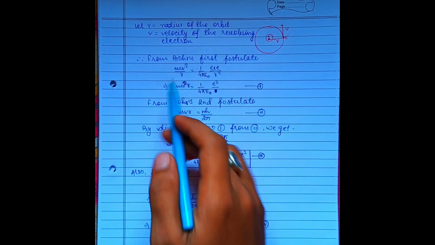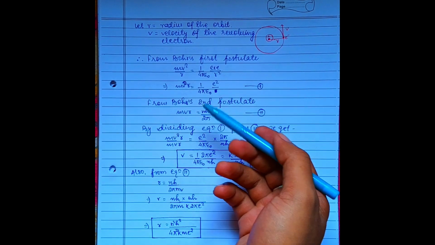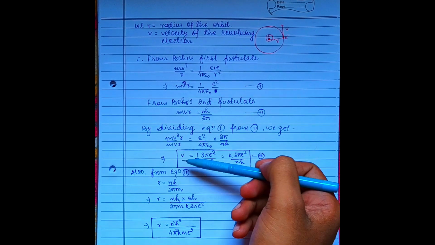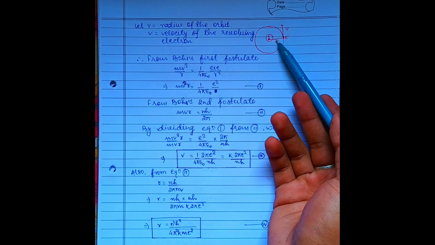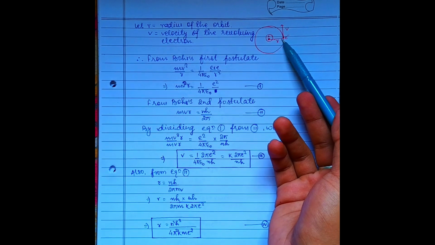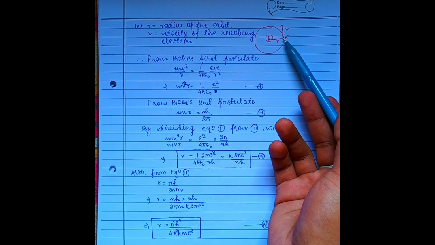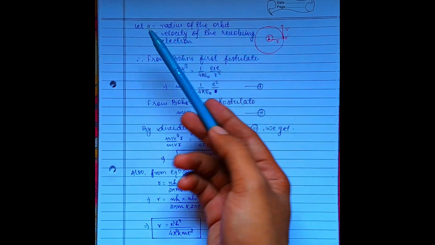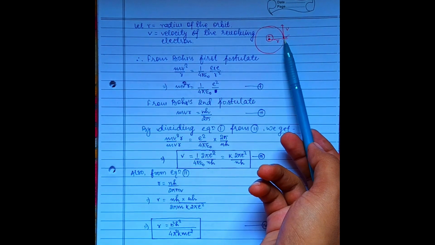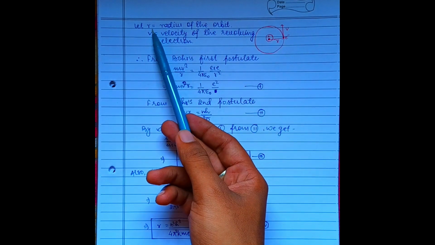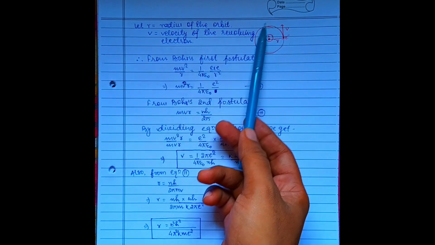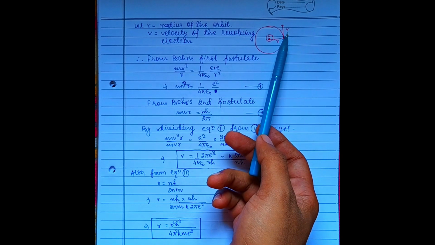Now from all three of Bohr's postulates, we will try to find the velocity of the revolving electron, the energy radiated or absorbed by the revolving electron, and the radius of the orbit in which the electron is revolving. Let us consider the distance of the electron from the nucleus as small r, and the electron is revolving with velocity v.